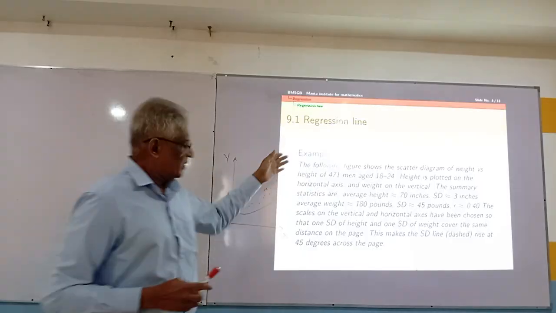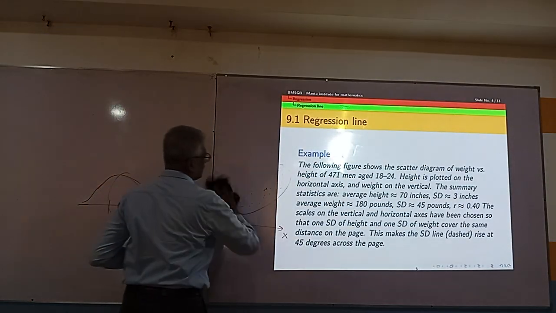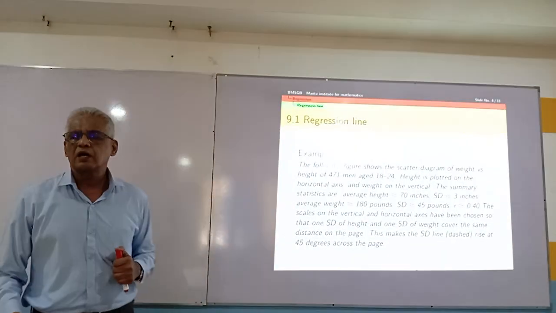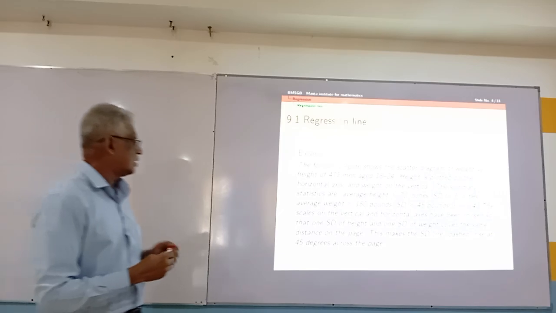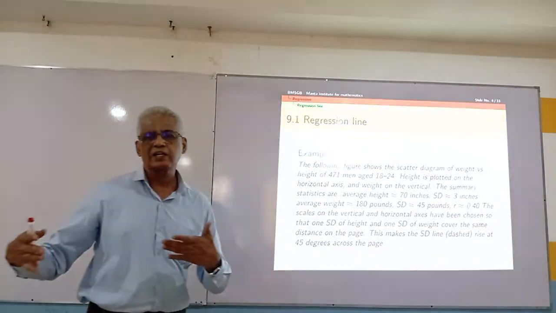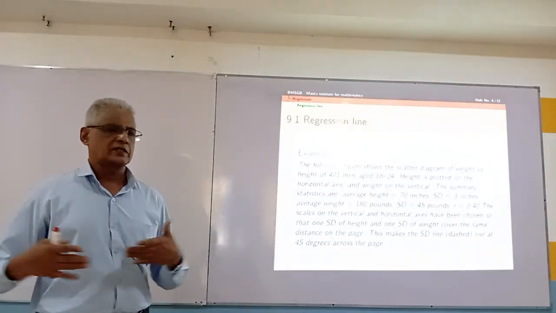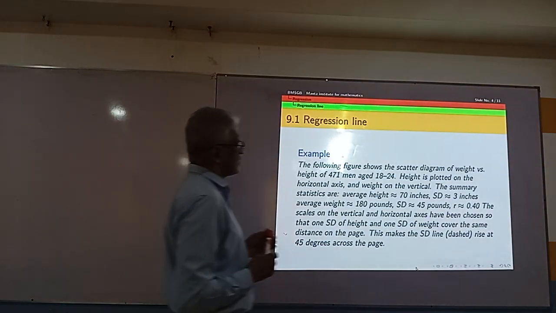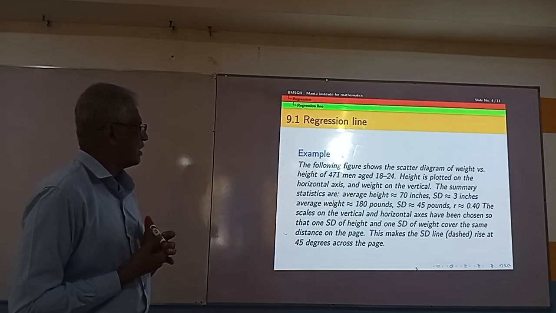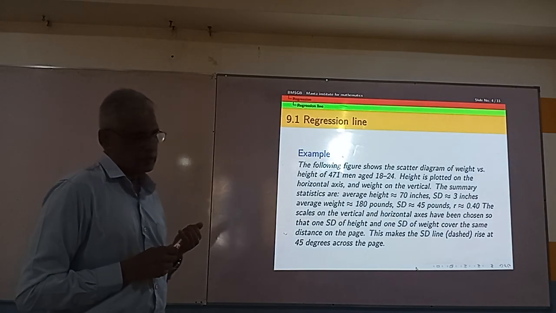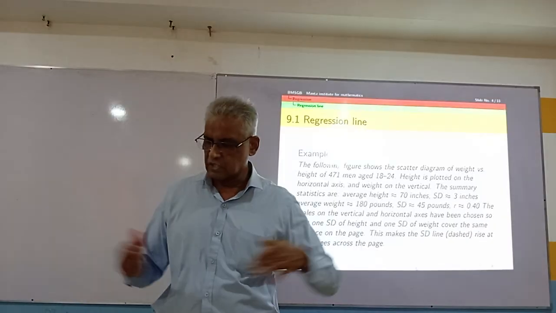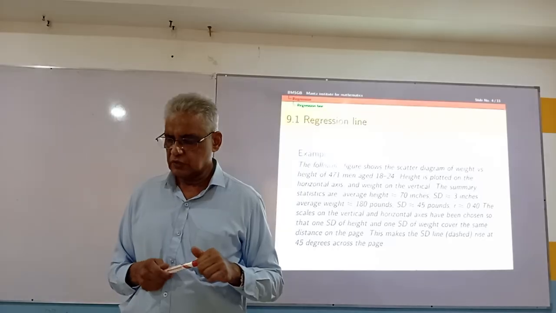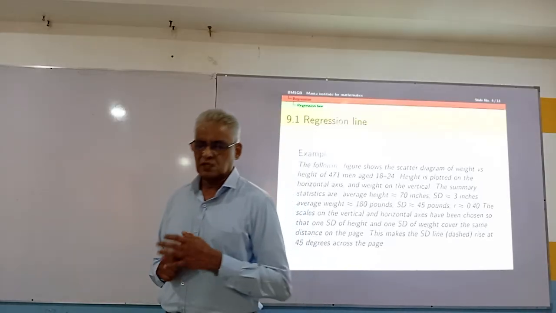Now let's look at this example. So in this discussion, throughout these regression chapters, we are going to assume that mainly we have this kind of pattern in our scatter diagram, football shape. The following figure shows the scatter diagram of weight versus height of 471 men aged in a certain age group. Height is plotted on the horizontal axis and weight is on the vertical axis, as I explained earlier.